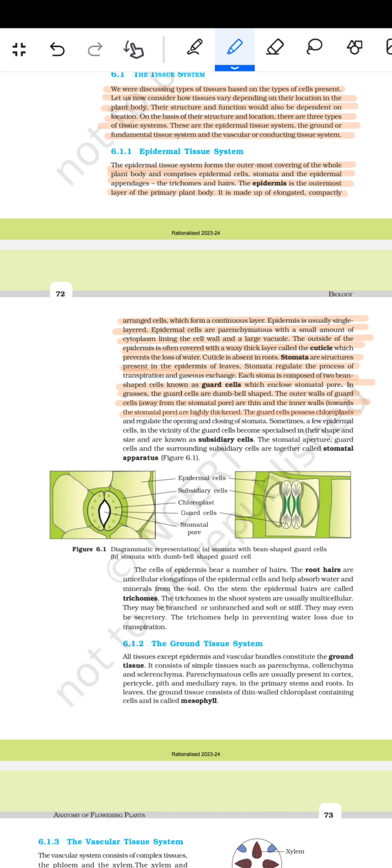मतलब अंदर वाला थिक होता है. The guard cells possess chloroplasts and regulate the opening and the closing of the stomata. Sometimes a few epidermal cells in the vicinity of the guard cells become specialized in their shape and size and are known as subsidiary cells. The stomatal aperture, guard cells and the surrounding subsidiary cells are together called the stomatal apparatus.